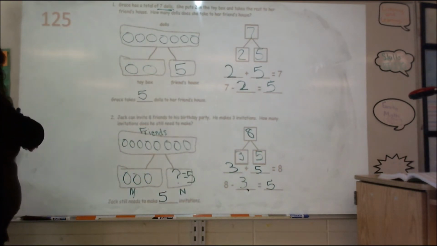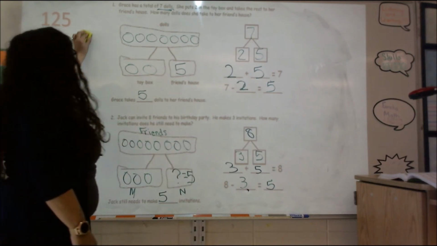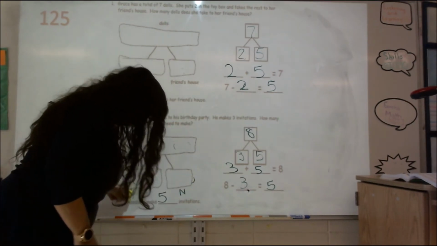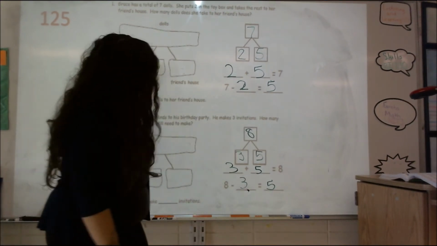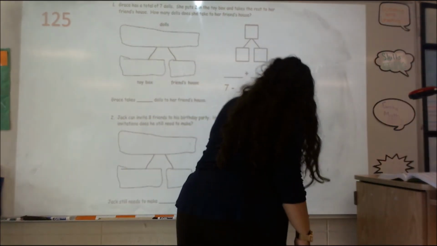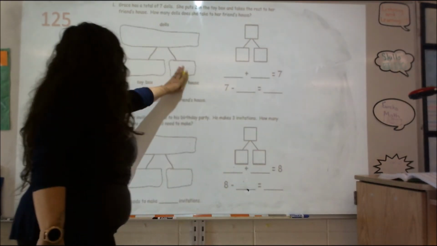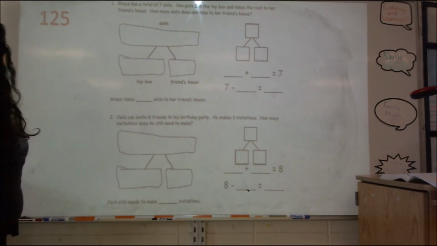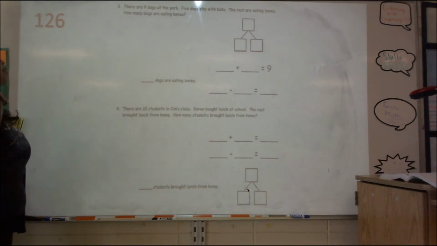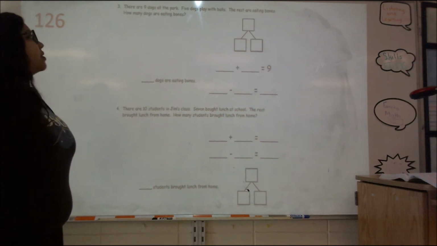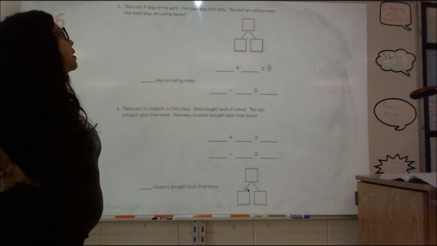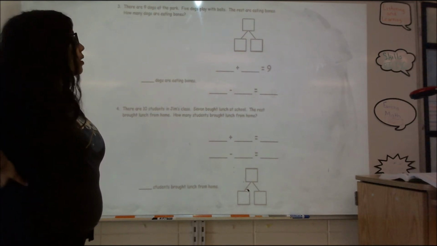We're going to work on the back side of this same sheet of paper in that same book. So turn the page. Okay. Turn the page. We're now going to look at 3 and 4. Number 3 reads, there are 9 dogs at the park. 5 dogs play with balls. The rest are eating bones. How many dogs are eating bones?